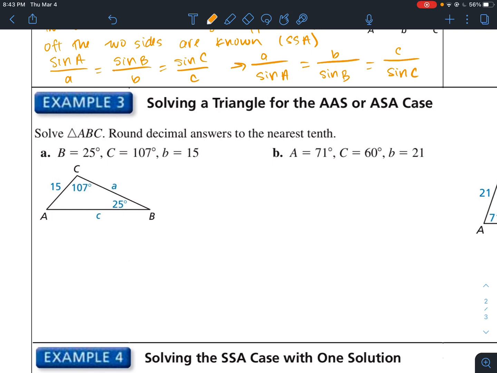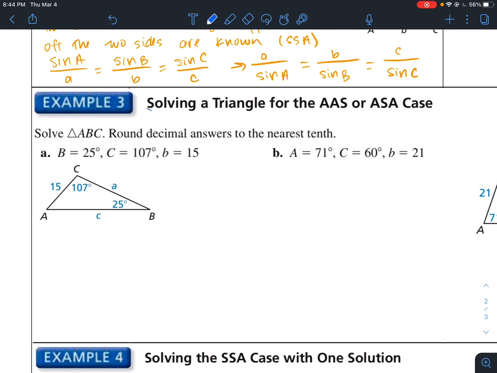So first of all, let's notice what sides and angles we have. Notice here we have a side, and we have an angle, and we have an angle. So we have two angles, and the side length 15 is not included between these two angles. So that means we have an angle, and a side. So we can use the law of sines here.